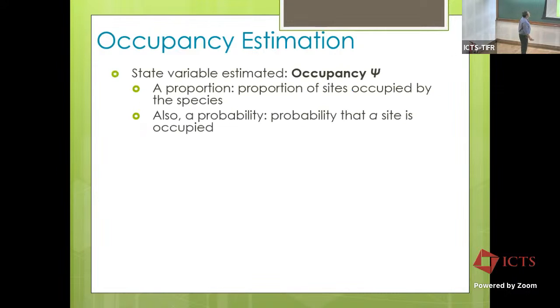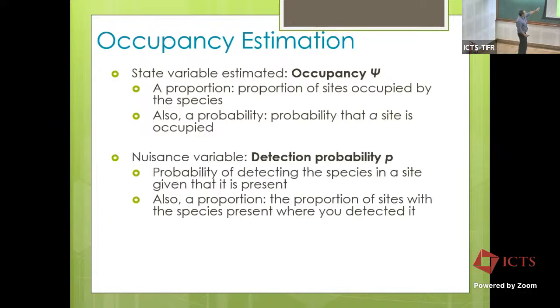All right. So state variables, we've been talking about state variables. Our state variable here is the psi that you had seen earlier. This has to do with distribution. We call it occupancy. It's the proportion of sites occupied by the species, and also the probability that a given site is occupied by the species. Now we have this additional nuisance variable that we call detection probability. Why is it a nuisance variable? It's a nuisance variable because we are not really interested in quantifying this parameter. We are interested in the ecological process: where are the species found, and why are they found in some places and not in other places? That's what we are interested in.